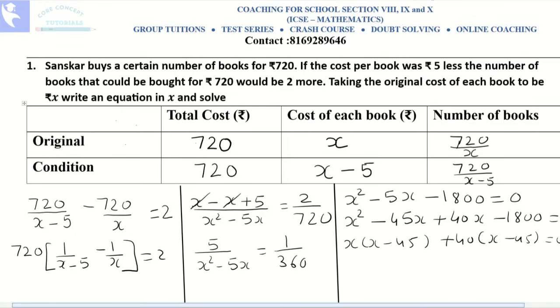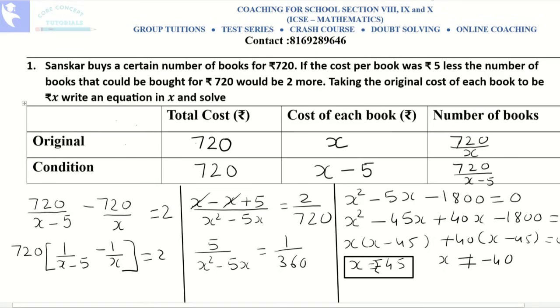And when you solve this further, you get the value of x as 45 and the value of x as minus 40, which cannot be the cost of each book. It cannot be negative. So here we got the answer. Cost of each book is rupees 45. Correct, students? Now how am I supposed to know my answer is correct or not?